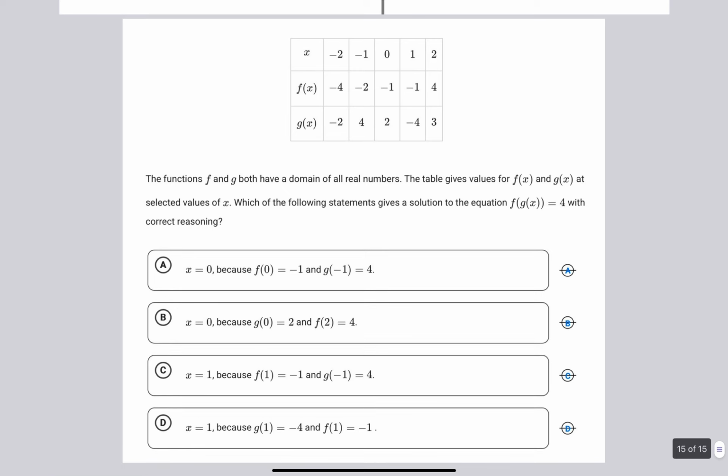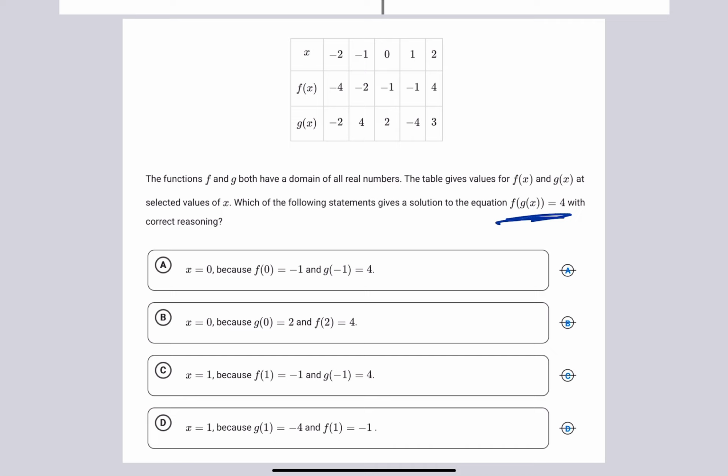Last but not least, question number 15. I'm sorry, I didn't mess up on this. I just messed up on ordering food. Okay, where were we? Yeah, this is the last question. So the following statements gives a solution to the equation f of g of x equal to 4. We need 4 as the final output.